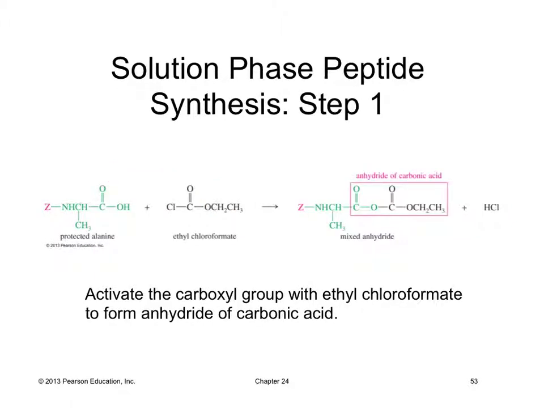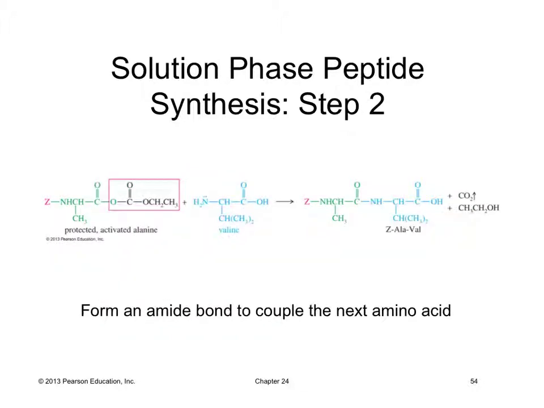The second step is then taking the protected alanine and activating the C-terminus by reacting it with ethyl chloroformate. So in terms of ethyl chloroformate, you're going to essentially have your electrons from your oxygen react, electrons come up, electrons come down, and then kick this chlorine group to generate this anhydride of carbonic acid, shown here. And this now activates the C-terminus, or the carboxy terminus, for conjugation.